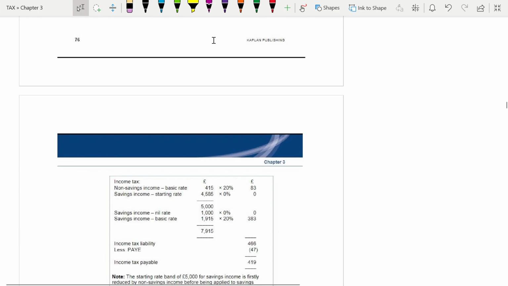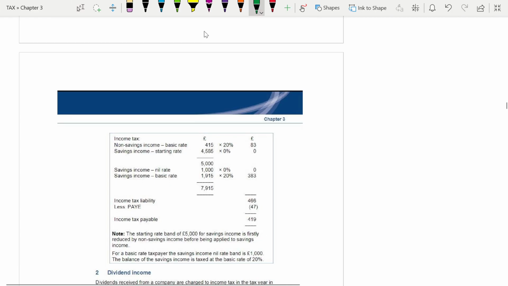Now see, they have again the same formula, right? 5000 minus 415. Still, the starting rate rule applies here. It comes to how much? 4585. Now 4585 at the rate of how much?